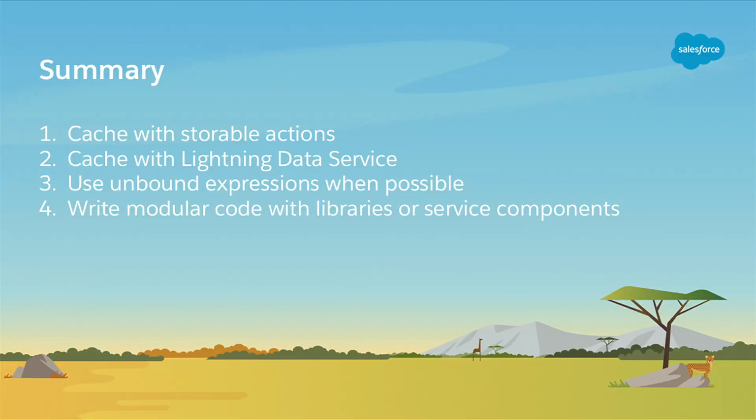All right, well, that is actually the end of my presentation. So just to summarize, the number one thing you can do tonight when you go back home or to your hotel room is add one line of code everywhere. And what is that line of code again? Set storable. Action set storable. Cache with Lightning Data Service. We can do even better now with record edit form because you leverage all the metadata. Use Unbound Expression whenever, wherever possible, and specifically inside iterations. That's going to make a huge difference.